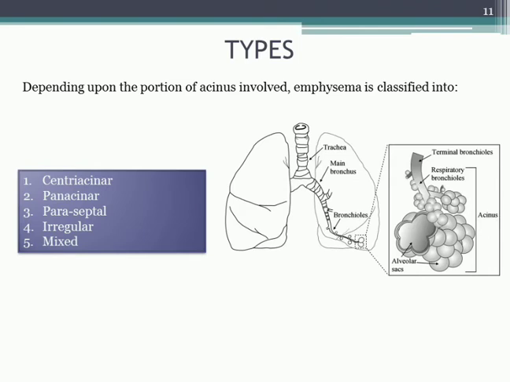Before going to the types of emphysema, let me just remind you that in the respiratory tract the trachea divides into two main bronchi, and each main bronchus divides into bronchioles, and at the end they are called the terminal bronchioles. This terminal bronchiole will again divide into respiratory bronchioles along with the alveolar sacs. So an acinus is 3 to 4 respiratory bronchioles along with the alveolar sacs.